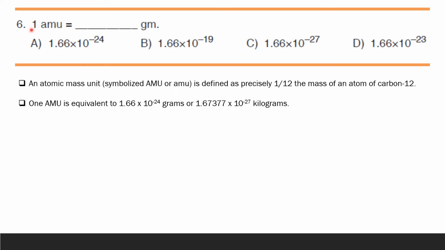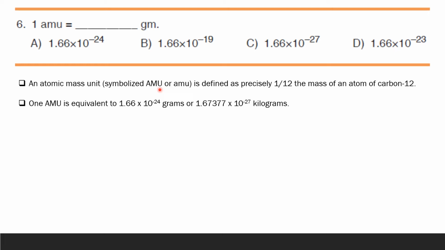So let's have the first question of this video, which is question number 6 of the question paper. 1 AMU is equal to dash grams, and you are provided with 4 different options. So 1 AMU, which is an abbreviation for atomic mass unit, you can either use small letters or write AMU in capital letters. It is a very easy question, a very basic question as far as a chemistry student is concerned.